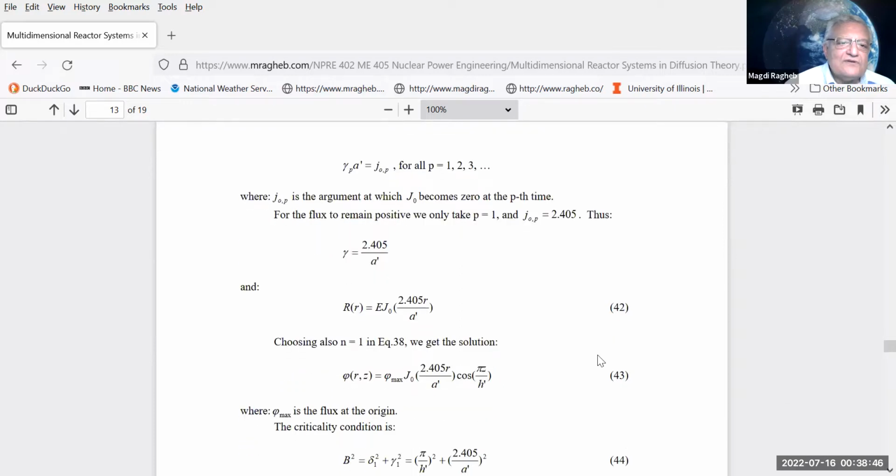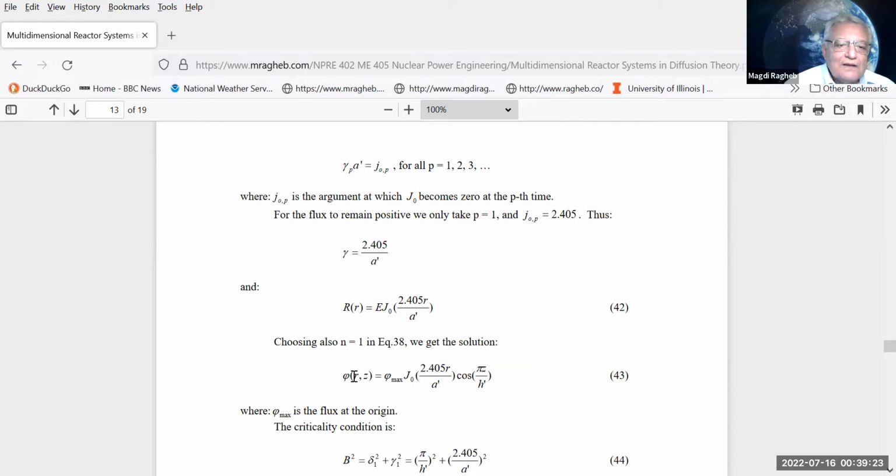Now remember that the zero now does not occur at pi over a, like in the case of a sphere. The first zero of the Bessel function, you have to remember, is 2.405. So the solution in that case becomes R as a function of r is a constant multiplied into J sub 0 of 2.405 r over R. And in the axial dimension, it is pi z over H prime. It's the same as the cosine for a slab kind of function.